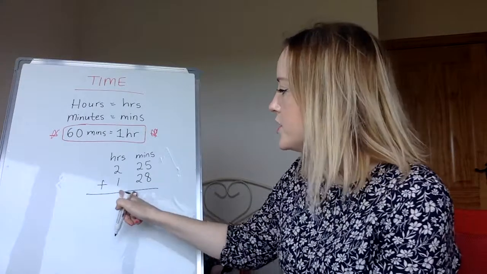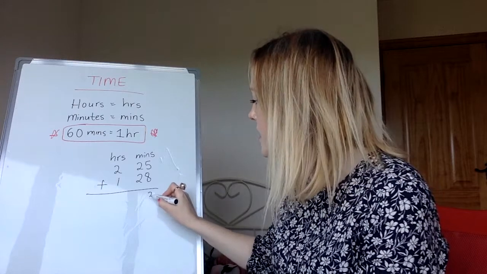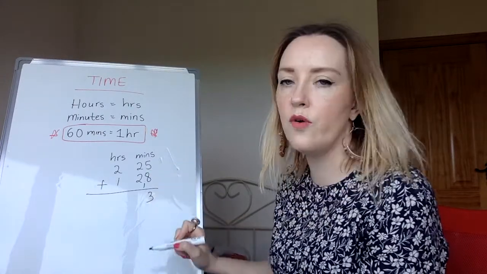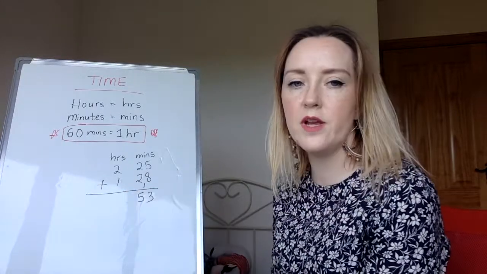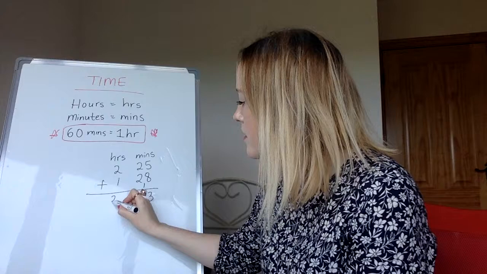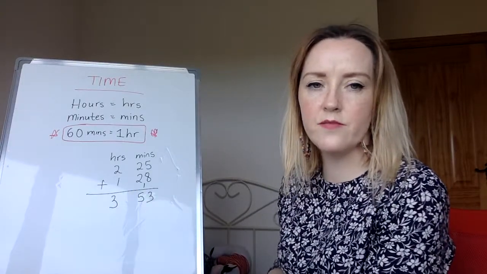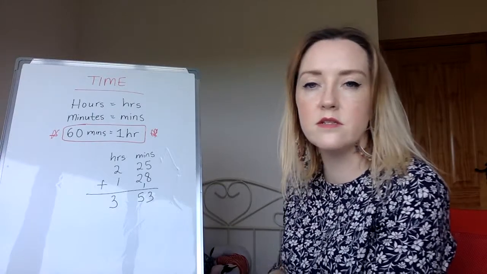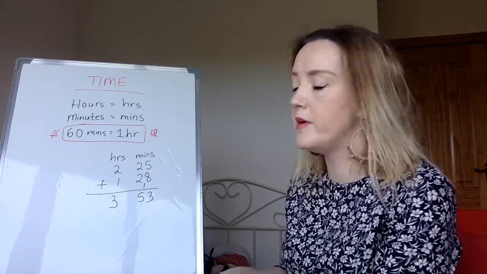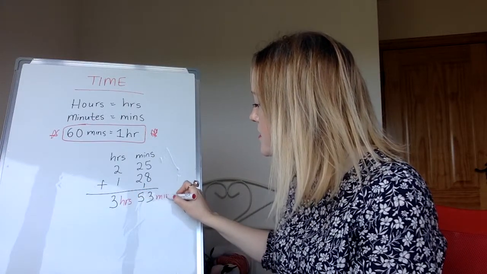So it's our simple addition. 8 plus 5 is, very good, 13. 2 plus 2 is 4, plus 1 is 5. Excellent. 2 plus 1 is 3. Now, what am I missing in my answer? What is this 353? When I'm using time, I have to put in my measurements. It's 3 hours, 53 minutes.